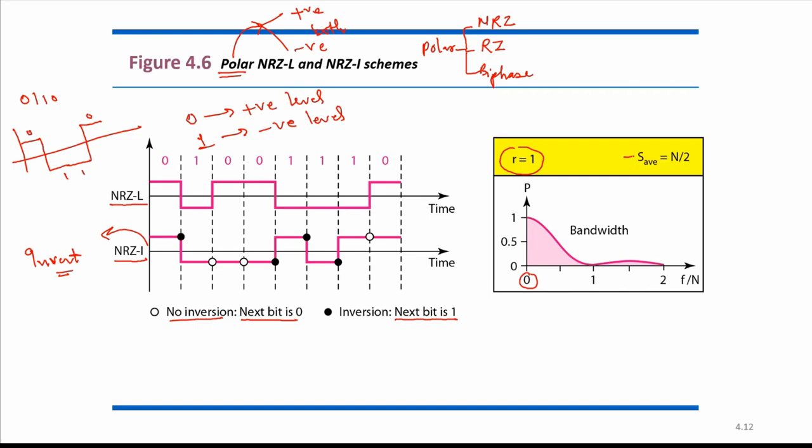As average, the signal rate or the baud rate is n/2. We are using the signal rate less than the bit rate, which means it is better. So the signal rate should be less, meaning whatever signals we are transmitting should be less to represent the total amount of data that we are transmitting. So here the average signal rate is n/2. Next we will see NRZ.